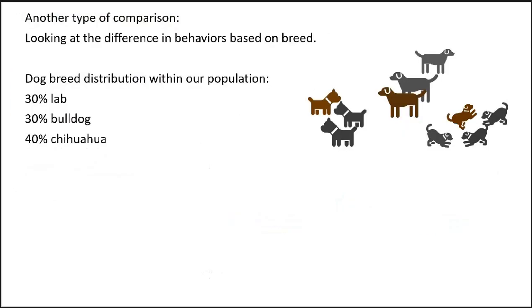Another type of comparison that we can make, instead of how dogs in general are using land cover, is we can look at the difference in behaviors within our population. So based on breed in this case. Within our new population of 10 dogs, our distribution is 30% labs, 30% bulldogs, and 40% chihuahuas.